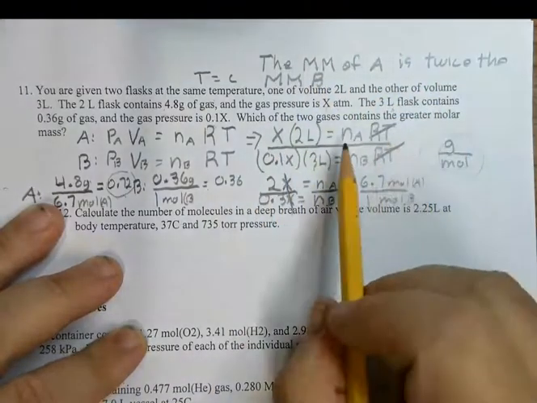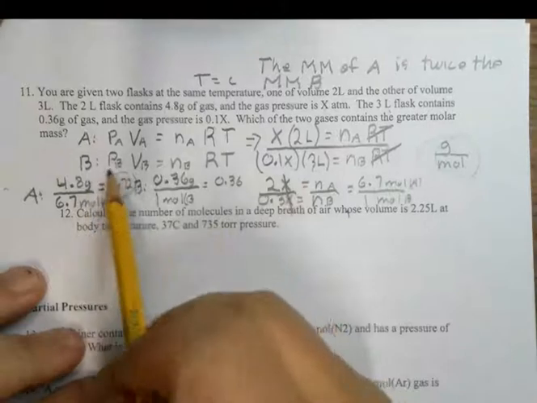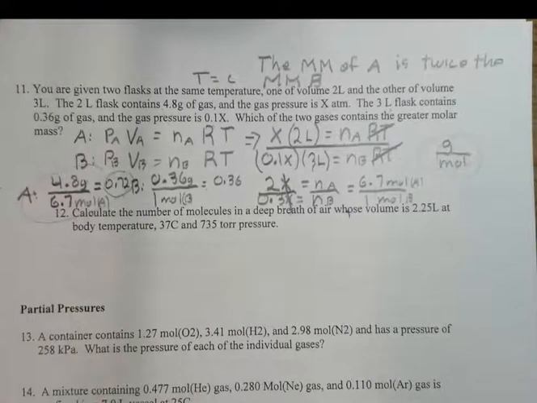They asked which of the two gases contains the greatest molar mass. So we know the answer's A. We don't know what the number is, we just know the answer's A. Okay, that's a trick, that's a challenging problem.